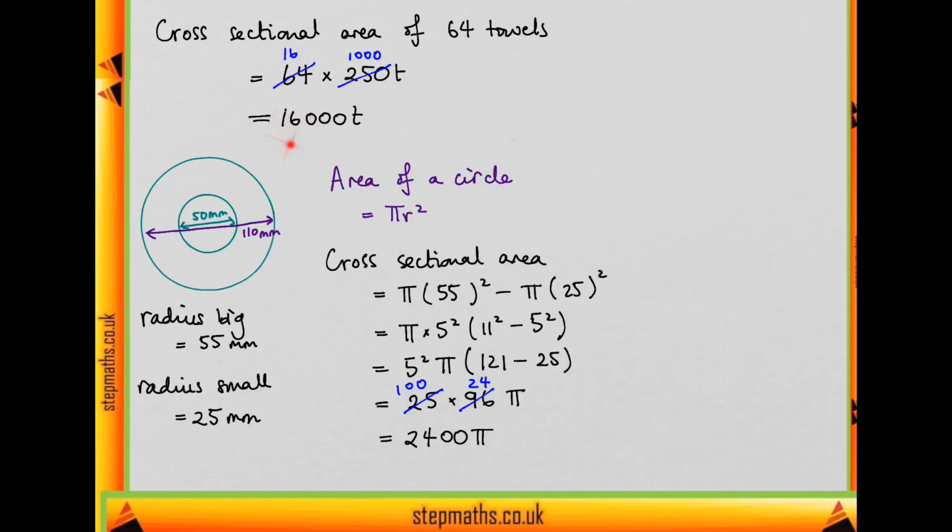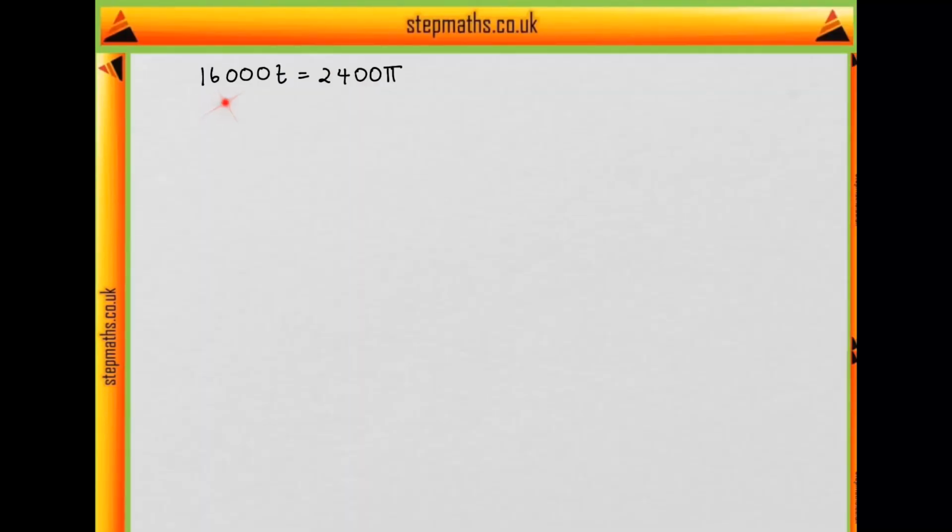Okay, so now we basically want the cross-sectional area of the 64 towels to be equal to this cross-sectional area. So we're going to need 16,000 T to be equal to 2400 pi. So first let's divide through by 100, and let's also divide by 4. Okay, so we've simplified down to 40T equals 6 pi. So if I divide by 40 to get T by itself, and let's actually divide top and bottom by 2 as well. Okay, so we have that T is equal to 3 over 20 times pi.